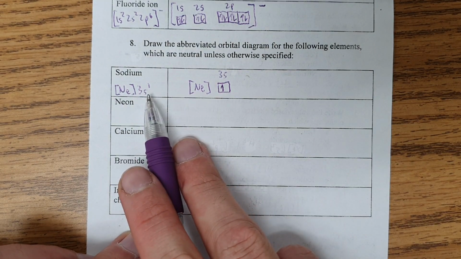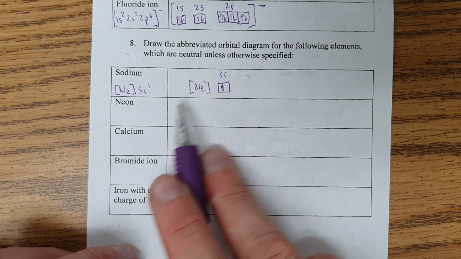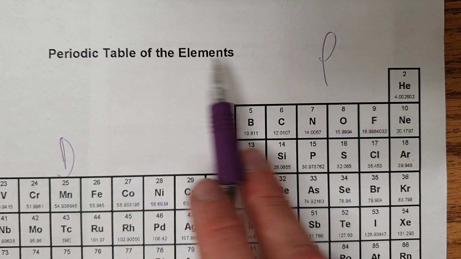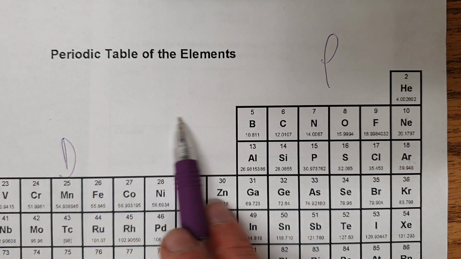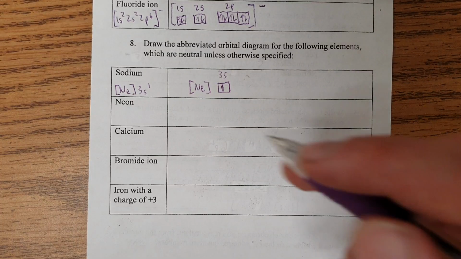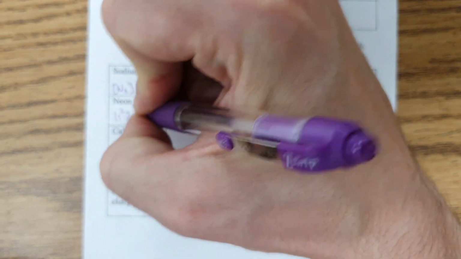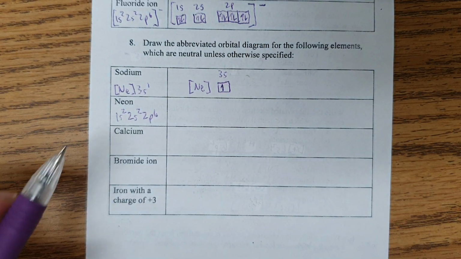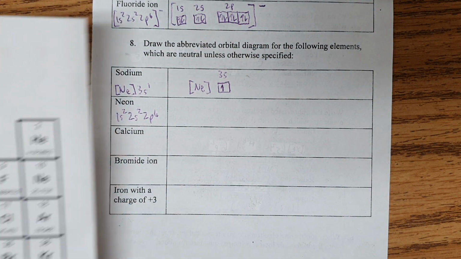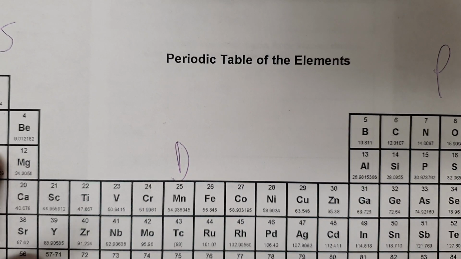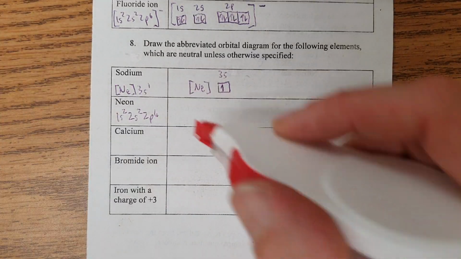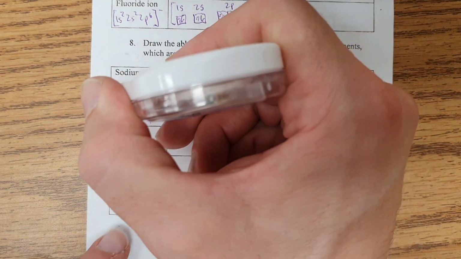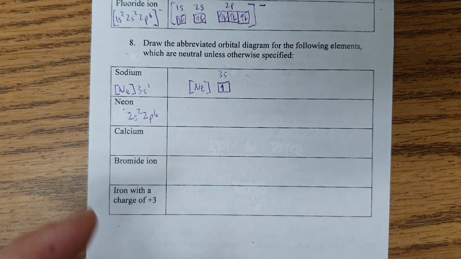So you're just turning this into a picture. That's all. Neon, same thing. So neon, it's 1s2, 2s2, and then 2p6. That of course is the full configuration. The abbreviated configuration is what came before neon, which is helium. Helium represents the 1s2, so I get rid of this and put helium.